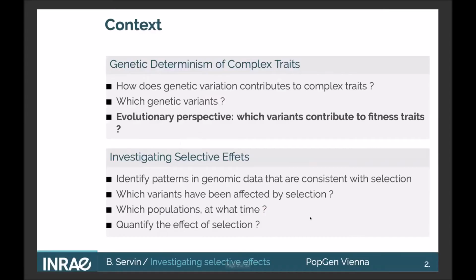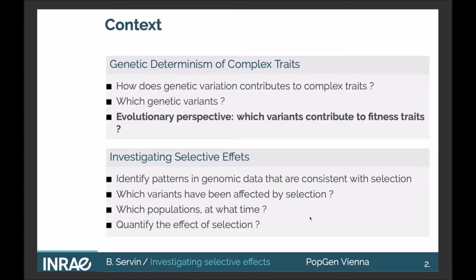Okay. So the context: what I will talk about today is one of the possible ways of studying the genetic determinism of complex traits. What we want to contribute to is understanding how the genetic variation between individuals contributes to their differences in phenotypes, to these complex traits. In particular, I would like to know which genetic variants are important for a particular trait.